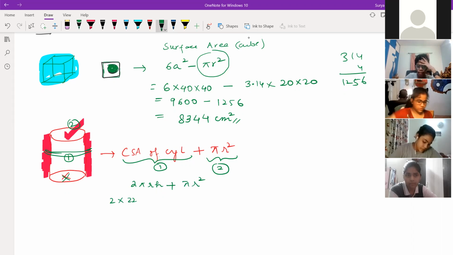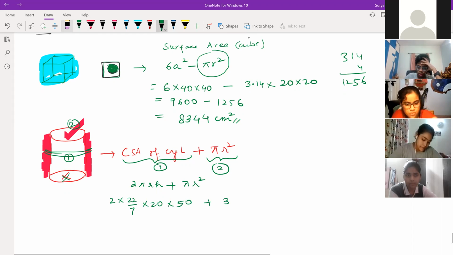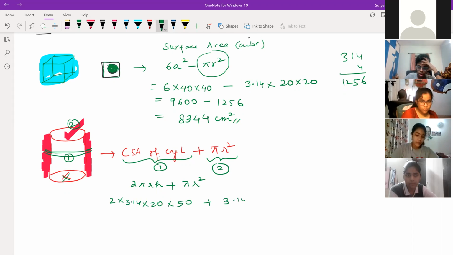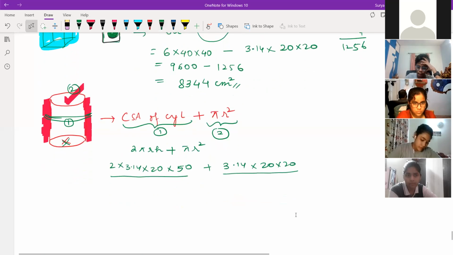2 into 22 by 7 into radius is 20. Height is how much? What is the height? 50 is the height given. Plus 3.14, because we have to write 3.14 only, into radius of this is 20 into 20. We can take common also. Either you can solve separately or you can write common also. You can write over here.